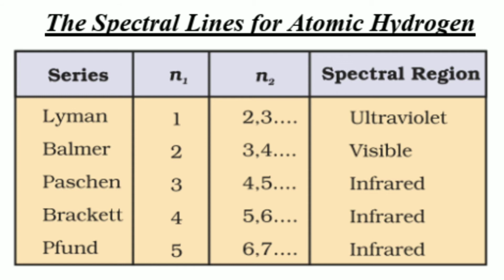The Lyman series comes in the ultraviolet spectral region. For the Balmer series the n1 value is 2 and the n2 value is more than 2, like 3, 4, 5, 6, 7. It cannot be less than n1 or equal to n1. The spectral region for the Balmer series is visible. For the remaining 3 series, Paschen, Brackett and Pfund, the spectral region is infrared, and the n1 value is 3, 4 and 5 respectively, and the n2 value is more than the value of n1.